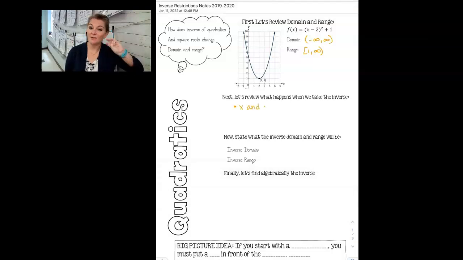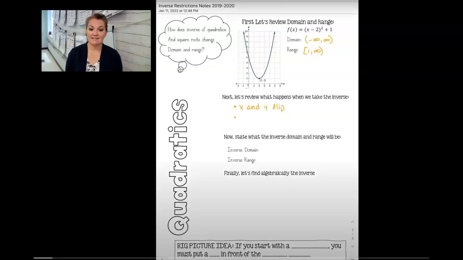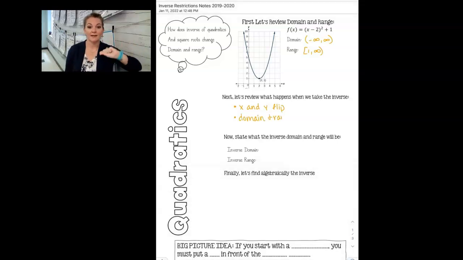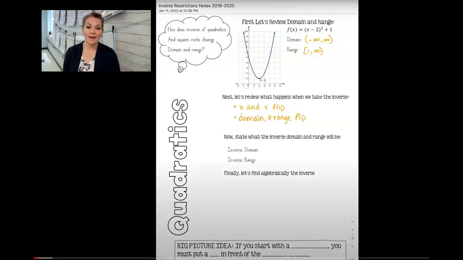So there are really 3 things that I want you to remember about inverses. The first thing is that your x and your y are going to flip. That is the basic of what an inverse is, that you are flipping your x and your y. We did that when we solved them algebraically, so we're going to do the same thing even if you have ordered pairs. That's just what an inverse is. If you're flipping the x and the y, then you're flipping everything that x and y control. X controls domain, y controls range. So therefore your domain and your range are also going to flip.